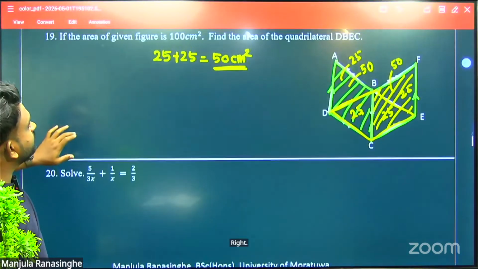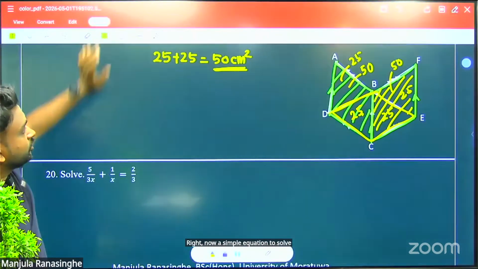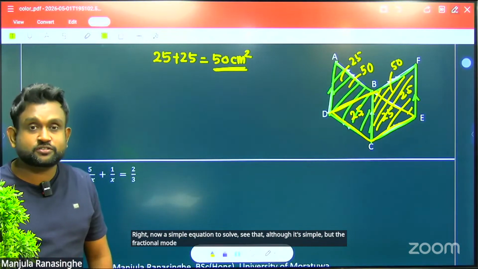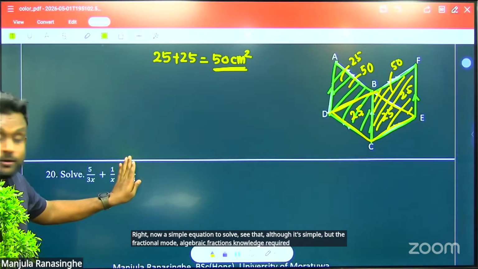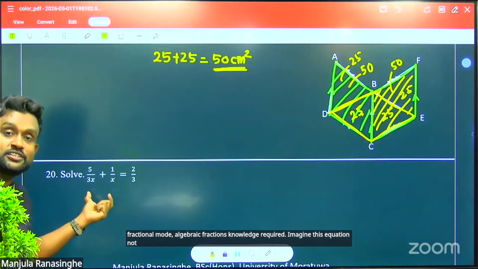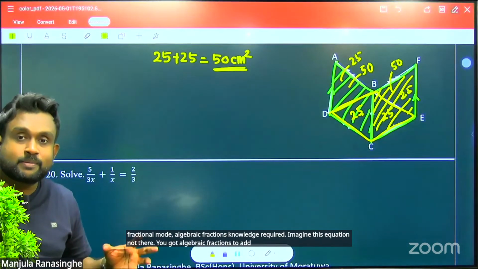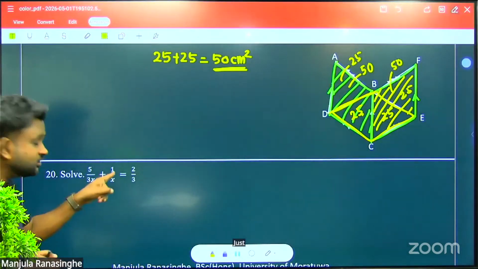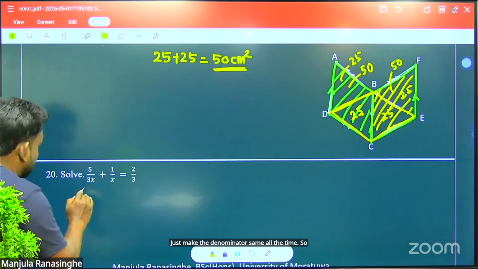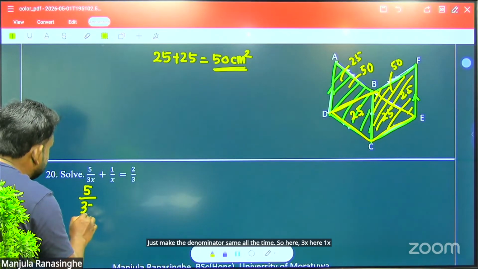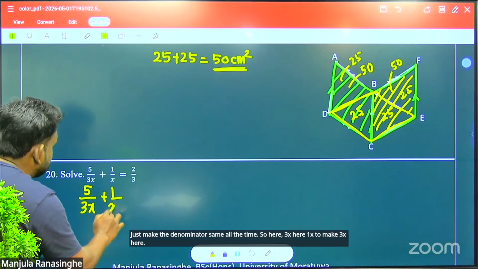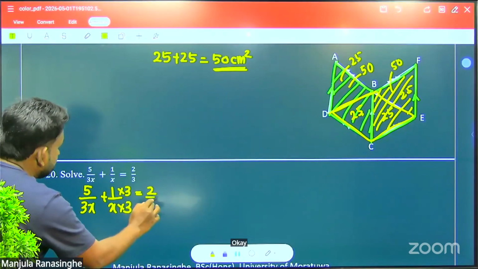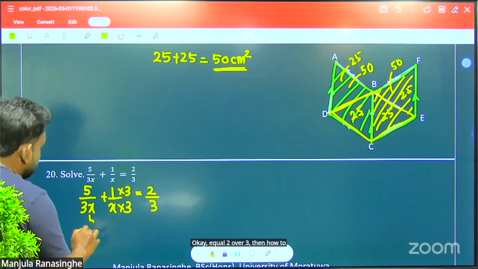Right, now a simple equation to solve. See that although it's simple, knowledge of algebraic fractions is required. Imagine this equation was not there, and you had algebraic fractions to add. So remember the theory of how to add algebraic fractions: just make the denominator the same all the time. So here 3x, here 1x. To make 3x here, you need to multiply by 3 top and bottom, equal to over 3. Then how to do it? 5 over 3x.